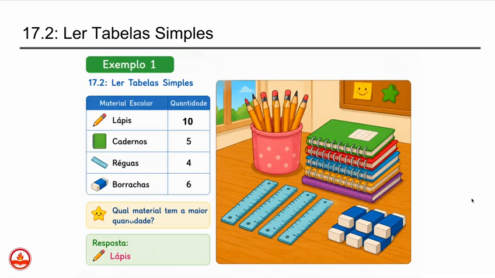Let's compare the numbers. The numbers are 10, 5, 4, 6. The largest number is 10. So there are the most pencils. Whenever we look for the most popular choice, we find the biggest number.